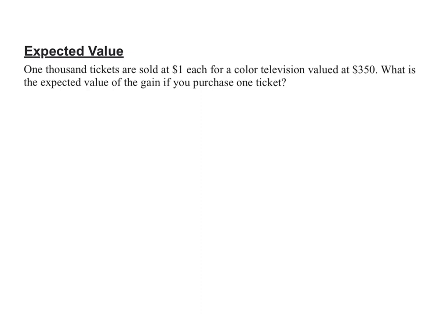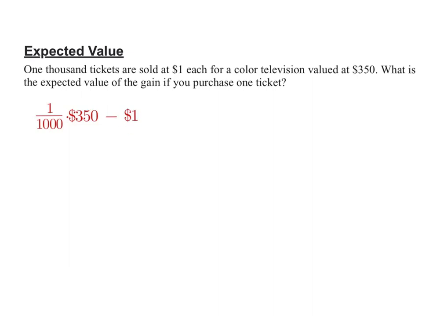1 in 1,000. 1 out of 1,000. But what I have to do is actually calculate the mean, because the value that I expect to win is 350. So I take that probability times that 350, and then I subtract my investment. Well, what's my investment? $1. So when I find my expected value, what I do is take the probability. This part's like the mean. In this case, there's only one outcome, right? The probability of that is 1 out of 1,000. The outcome is winning a $350 TV. And then I subtract off my investment.